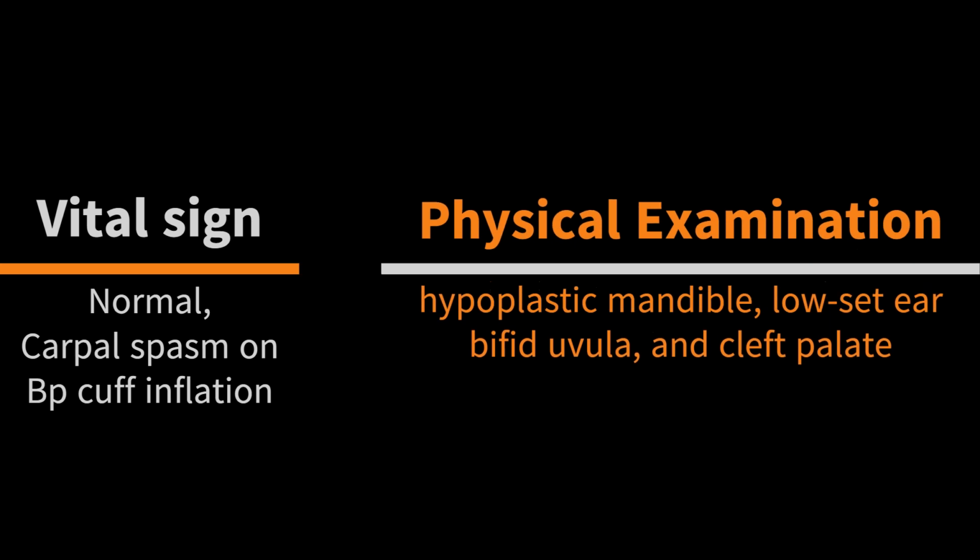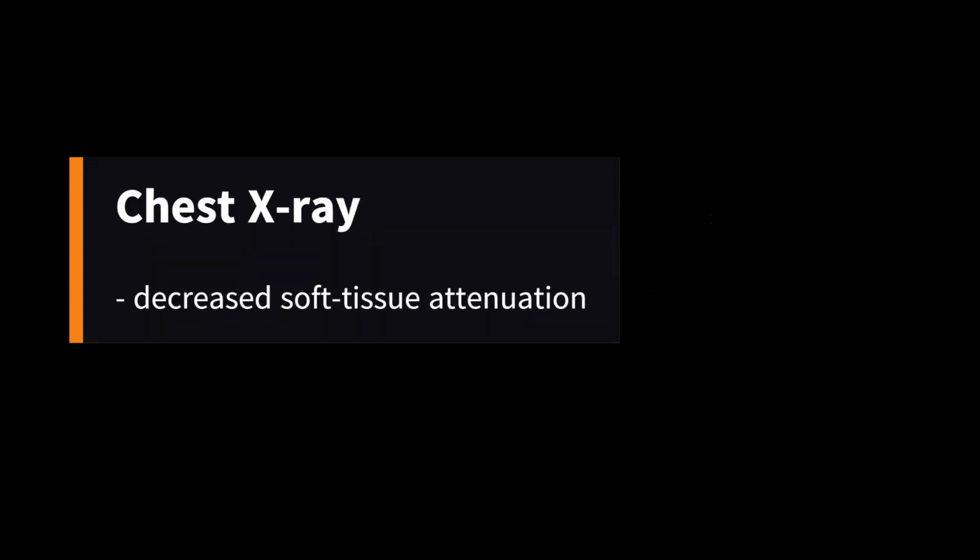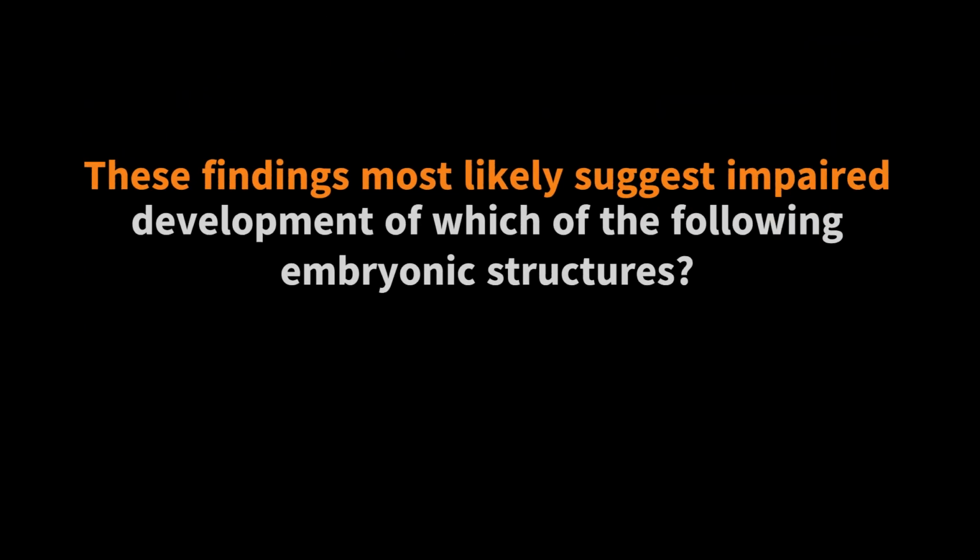Physical examination reveals a hypoplastic mandible, low-set ears, bifid uvula, and cleft palate. A chest X-ray reveals decreased soft tissue attenuation in the right anterior mediastinum. The question is: these findings most likely suggest impaired development of which of the following embryonic structures?